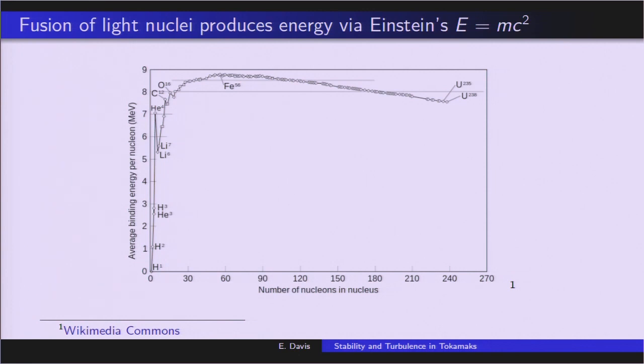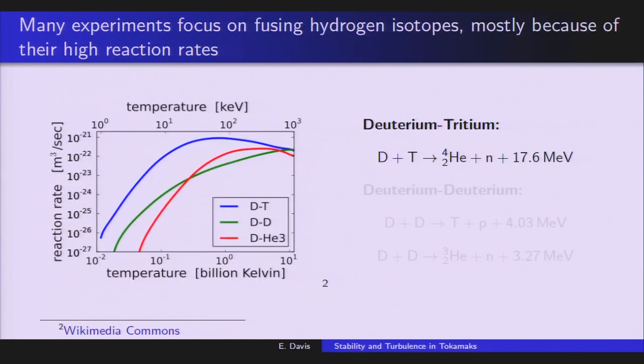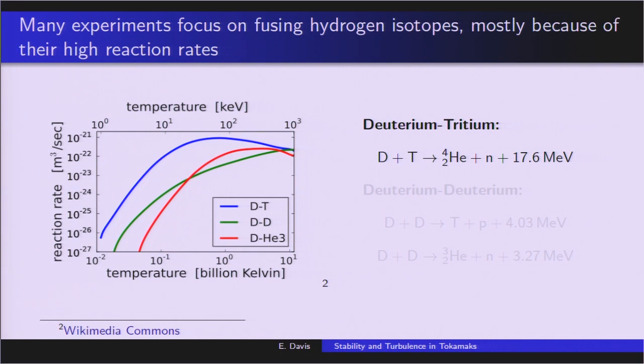Obviously, as we also know, this is a very hard thing to do because these nuclei don't like to come together because they're positively charged. So to choose our fusion fuel, we would like to choose the fuels that will have the highest reaction rates. The prototypical fuel for a first-generation fusion power plant is fusing deuterium and tritium. This produces an alpha particle and a neutron and releases 17.6 mega electron volts.